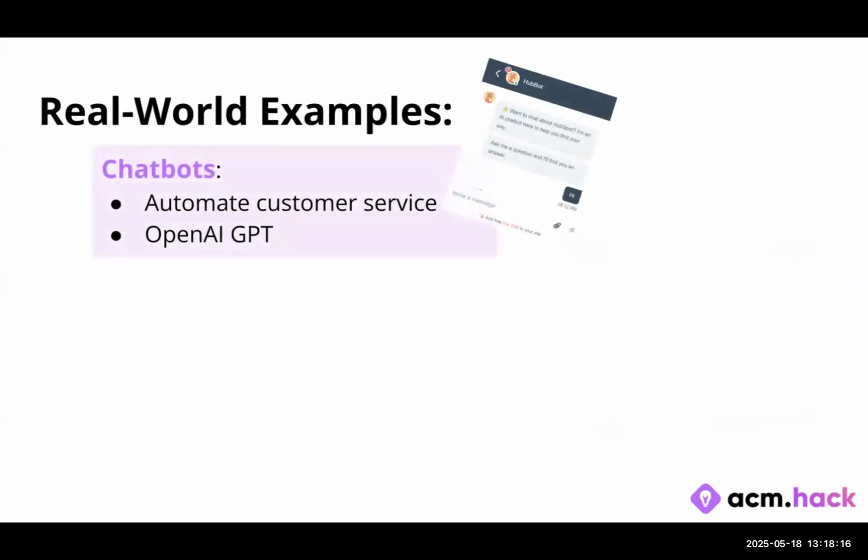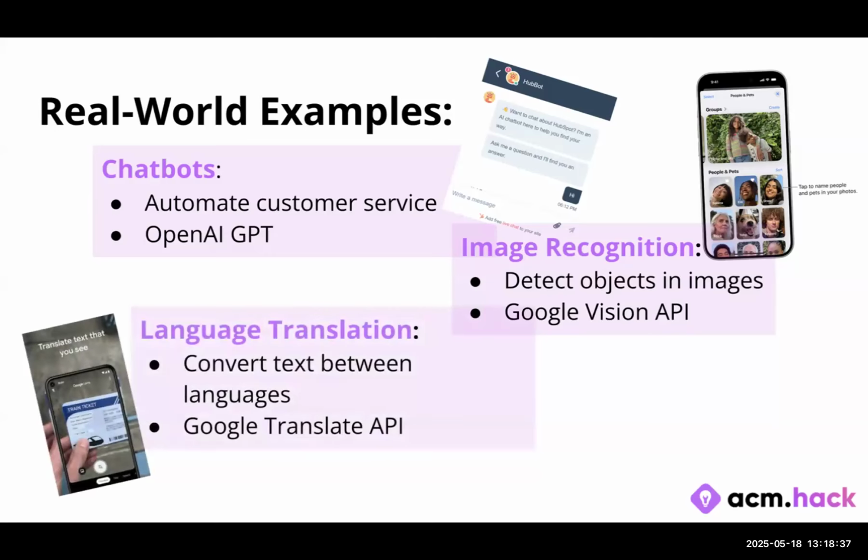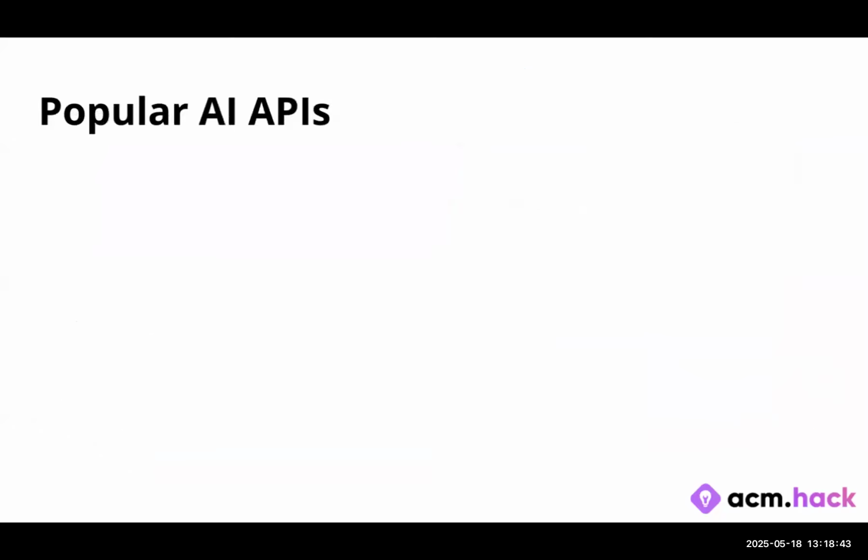So some real world examples of AI in real life applications. Chatbots, if you've ever been to a marketing site and you see the little chatbot in the corner, that's probably using some sort of AI API. Image recognition, like Kian was mentioning earlier, that detects objects in images. The Google Vision API, if you've ever scrolled through your photos and it tells you what the photo is, that's an example of an AI API. Same thing with language translation and other examples, like the very first AI overview you get from your Google search.